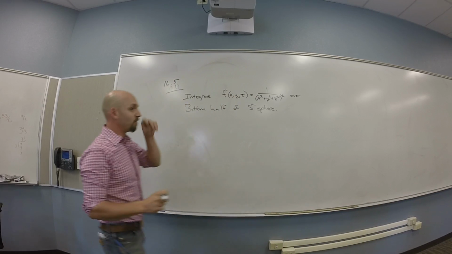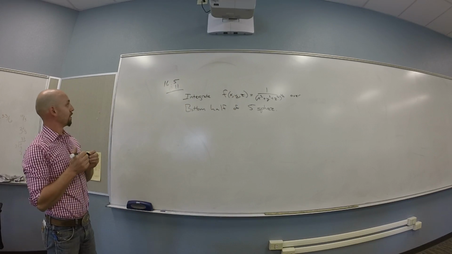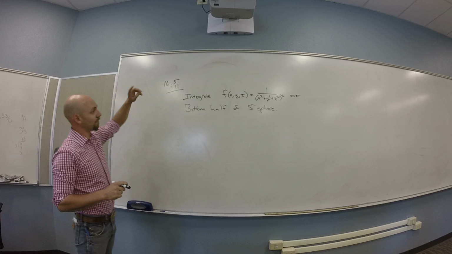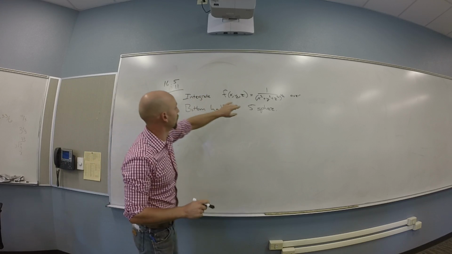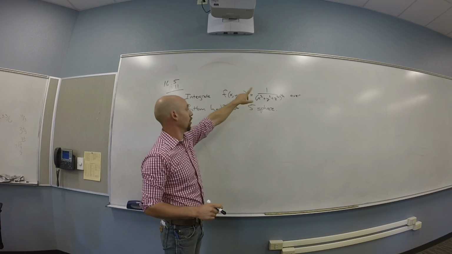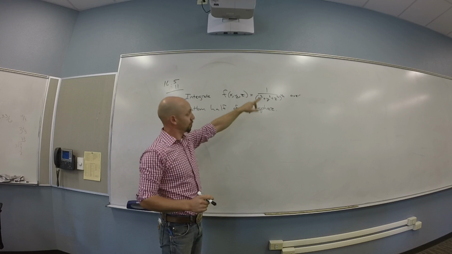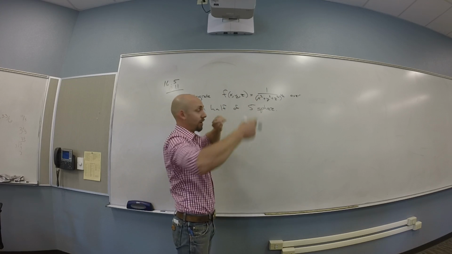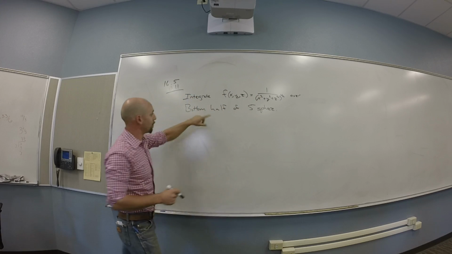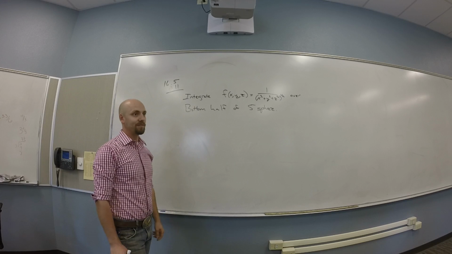Okay, so for problem 11 in section 16.5, I'm supposed to integrate the function f of x, y, and z, which is 1 over x squared plus y squared plus z squared, all to the 1/2 power, over the bottom half of this 5 sphere.